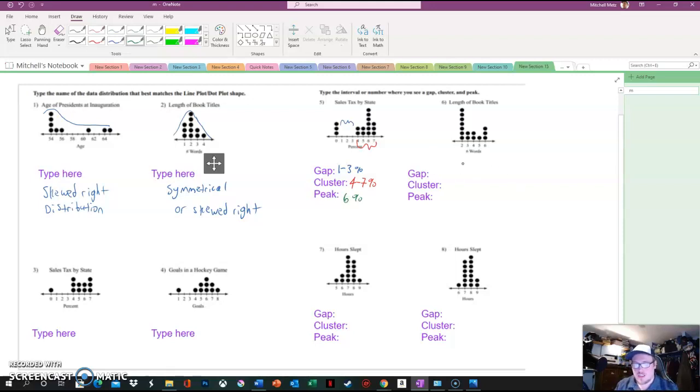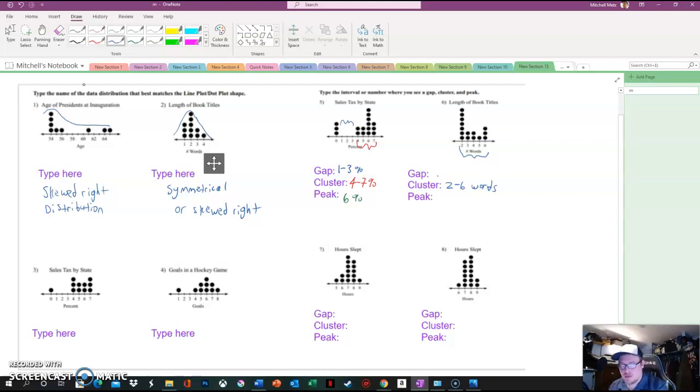So if I look at this one, I see that there is another cluster. This one has a cluster across the entire thing. So from 2 to 6 is my, oh, sorry, that's not right. From my cluster, 2 to 6 words. So 2 to 6 words is where my cluster is. Do I see a gap? No, because there's no gap between any dots or X's. So there's no gap. So I would just say none.